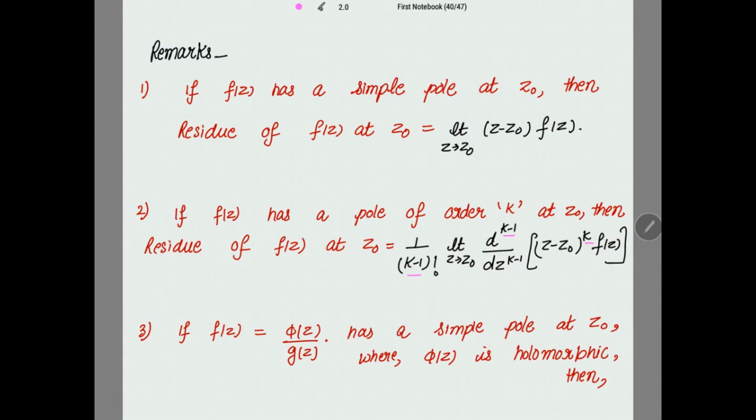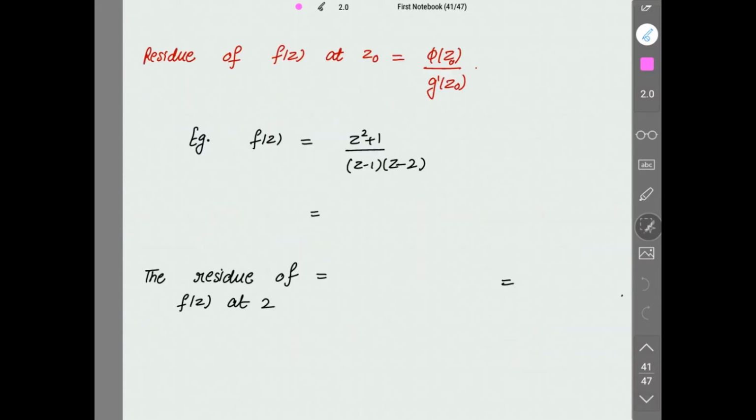Third is, if the function is phi(z) over g(z) and has a simple pole at z0, where this phi(z) is a holomorphic function, holomorphic means analytic function, then residue of f(z) at z0 is equal to phi(z0) over g dash (z0), that means the derivative of g(z) at z0.